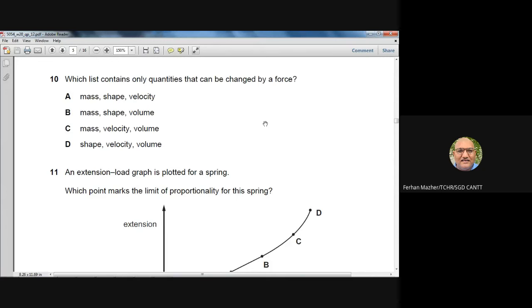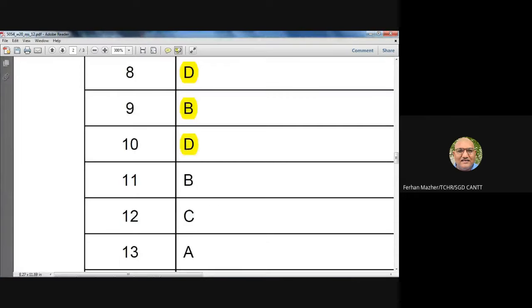So shape can be changed, velocity can be changed, volume can be changed. To me, the first 3 options are wrong because they have enlisted mass. Mass cannot be changed by applying force. So D looks the right option. Shape, velocity, and volume can be changed by applying the force. Let's check the marking scheme. Question number 10. Oh, D is the right option.